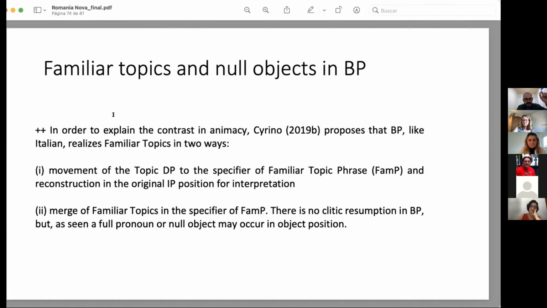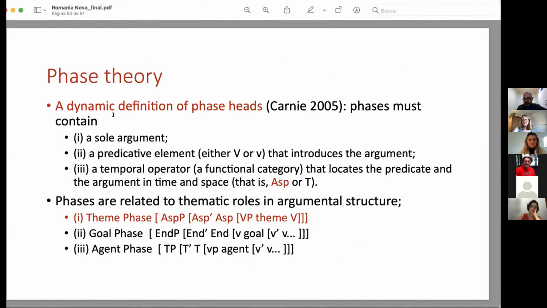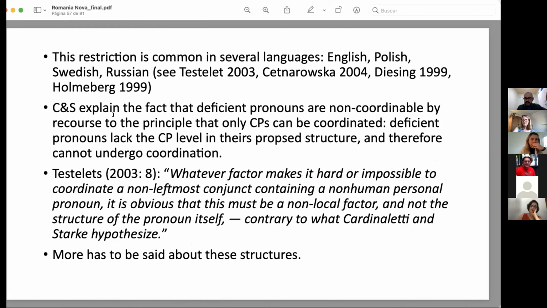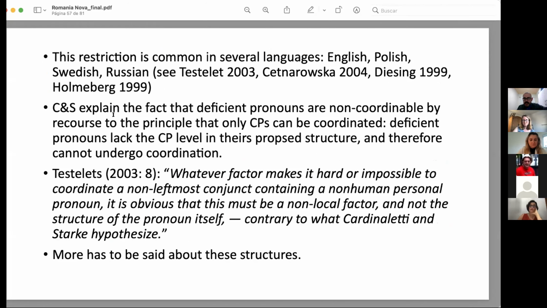Right. You didn't say how inanimate full DPs can get to that focus position. Because if they're inanimate, they don't need this. They can't do this intermediate step of movement, but they can go all the way up to the focus position, presumably in your analysis, right? So how do they escape the VP? Yeah, I see. The full DPs that are not pronouns, right? Yeah, inanimate and focalized. But can you do it? Deixei o livro.